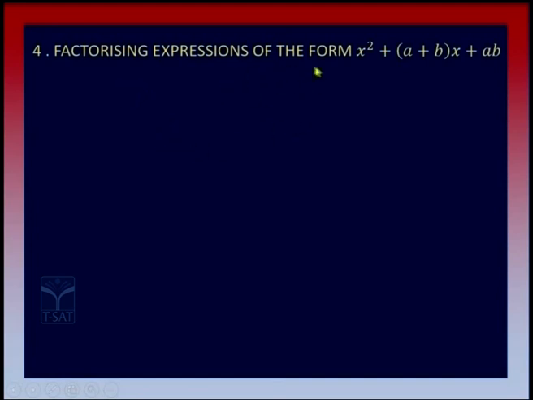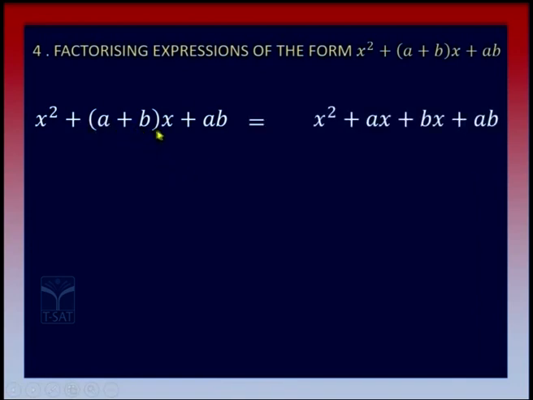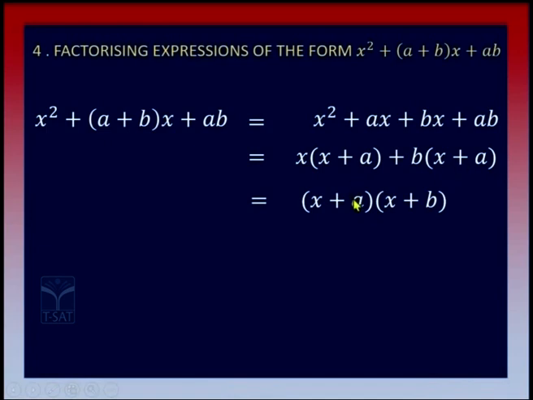So, factorizing by splitting the middle term, or factorizing expressions of the form x square plus (a plus b) into x plus ab. Now you see, (a plus b) into x can be written as ax plus bx, right? A into x is ax, b into x is bx. Thus you can take x common from the first two terms, then x plus a is left in the bracket, and b common from the last two terms, and x plus a remains in the bracket. Thus, we can write it as x plus a into x plus b. X plus a is taken common again, here x is remaining, here b is remaining.